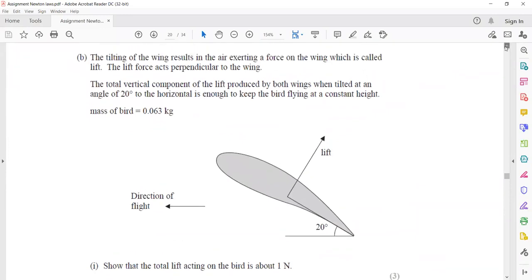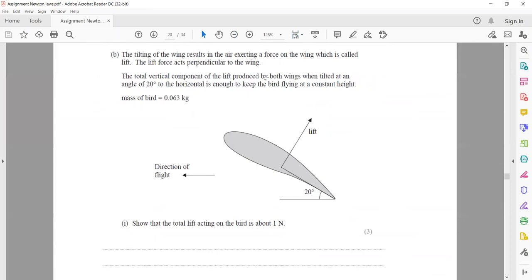In this question, as you can see, the tilt of the wing, this is about how the bird can lift above the ground by using the wings. So the tilt of the wing results in air exerting a force on the wing which is called lift, and the lift force acts perpendicular to the wing. The total vertical component of the lift produced by both wings when tilted at 20 degrees to the horizontal is enough to keep the bird flying at a constant height. The mass of the bird is 0.063 kg. Show that the total lift acting on the bird is about 0.66 Newton.